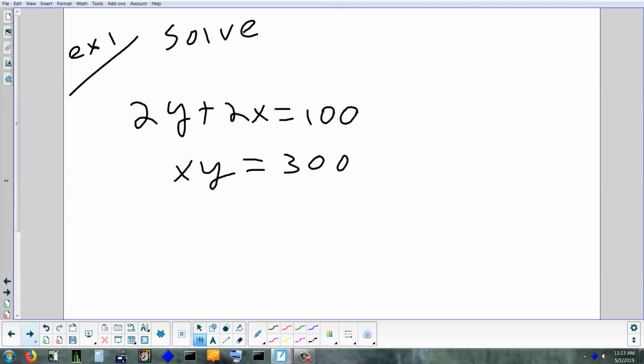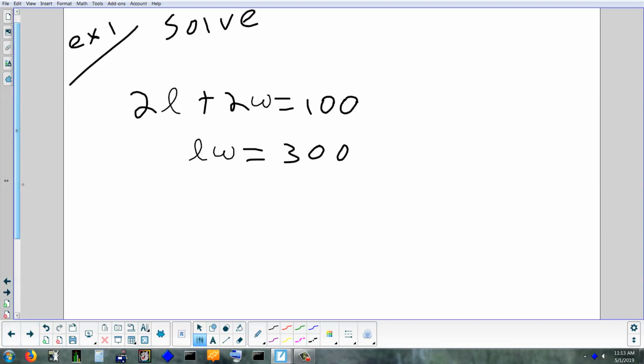Okay, so let's take the problem we just had. I'll make it L's and W's again. So 2L plus 2W equals 100. L times W equals 300. Does it really matter what letters you use? No, it doesn't really.